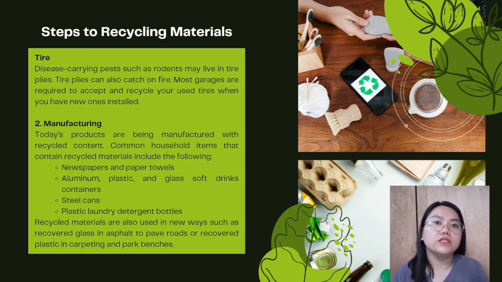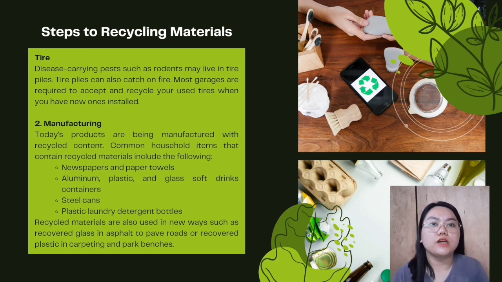So, dili lang mga rodents and other pests, but also ang pinaka-common na nagaano sa mga tires is lamok, in which nagakause dengue sa mga tao. Then, as what is stated, the tire can easily catch on fire because of course, tire is gawa sa goma or rubber. And basically, pwede nimo i-return ang mga used tires to either tire retailer or local recycling facility nga nagadawat og mga tires. So the second step in recycling materials is manufacturing.